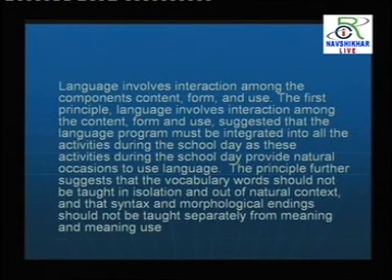As these activities during the school days provide natural occasions to use language, the principle further suggested that the vocabulary words should not be taught in isolation and out of natural context, and the syntax and morphological endings should not be taught separately from meaning and meaning use. Now, once again, the language, it is interaction between the form, content and use.